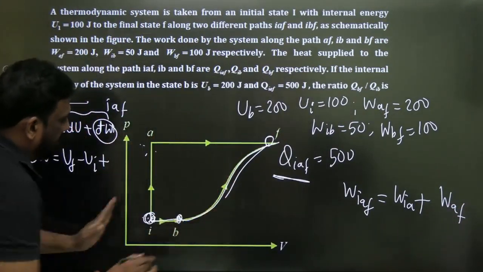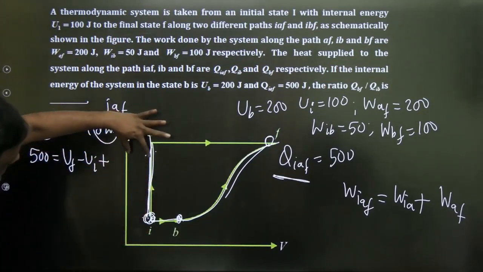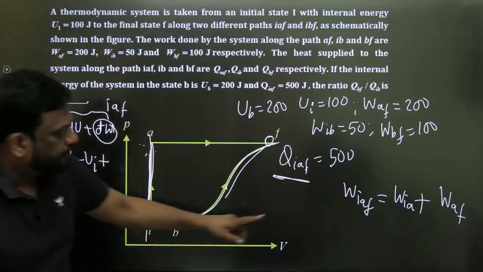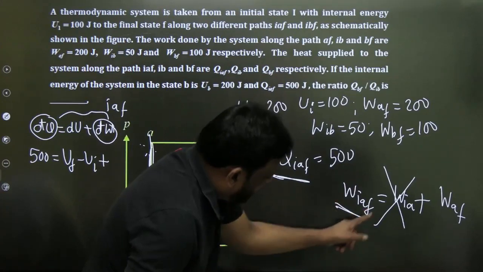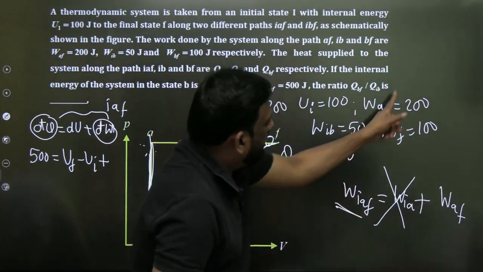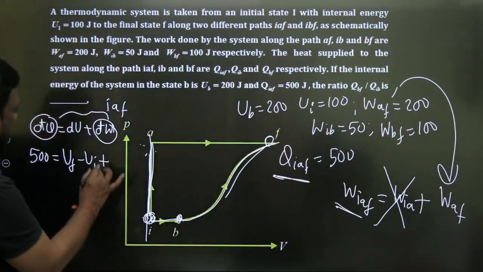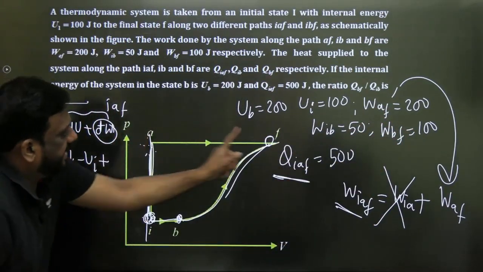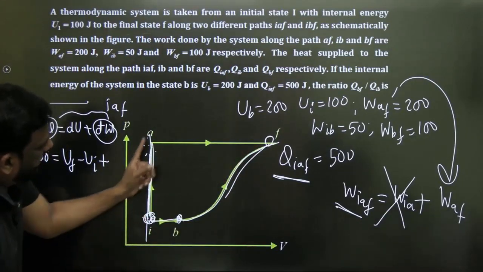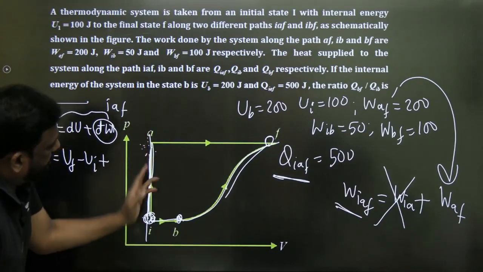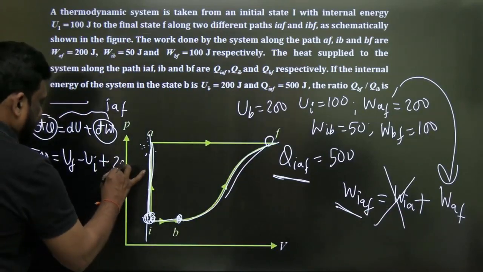This is a PV diagram. IA is a constant volume process, and for constant volume, work is 0. So whatever work is done in IAF is only in AF. Already AF work is given, it is 200. So the total work for IAF is IA plus AF, where IA is 0, and only AF is left, which is 200.